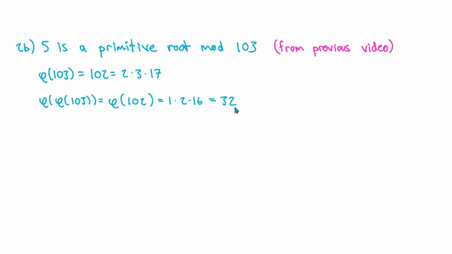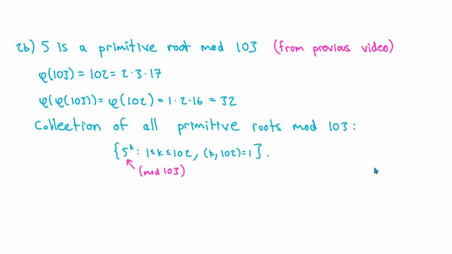That means that there are exactly 32 residue classes modulo 103 which are primitive roots modulo 103, and if I want to list them out, then I can go through and compute 5 to the k modulo 103 for all integers k going from 1 up to 102 which are relatively prime to 102. Now, I don't really have any reason to do this computation, but you can see that in principle this gives you a way to compute all of the primitive roots modulo n once you know 1.